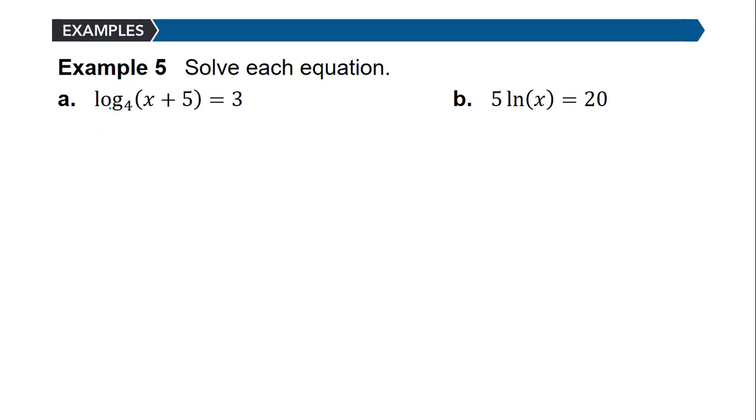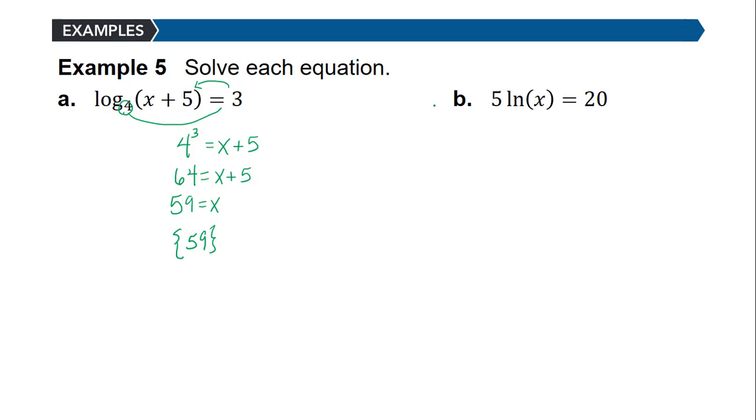So in example 5, I have log to the base 4 of x plus 5 equals 3. So here my log expression is isolated. I want to convert this to its exponential form, which means that 4 to the third is equal to x plus 5. Well, 4 cubed is 64 equals x plus 5. So I can subtract 5 to get 59 is equal to x. And the 59 does not make my argument 0 or negative, so the solution set consists of 59.